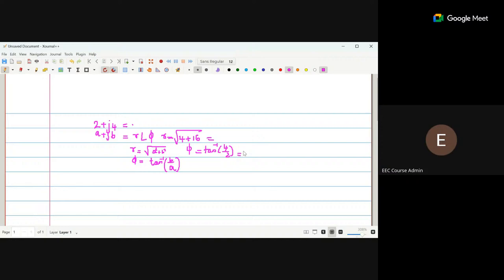So what is root 20? It is 4.47 angle tan inverse 2, that is 63.43 degrees. Okay, so now I will show you feeding these values a and b how to get r and phi, that is the rectangular to polar conversion, then feeding the values of r and phi how to get a and b, that is the polar to rectangular conversion.